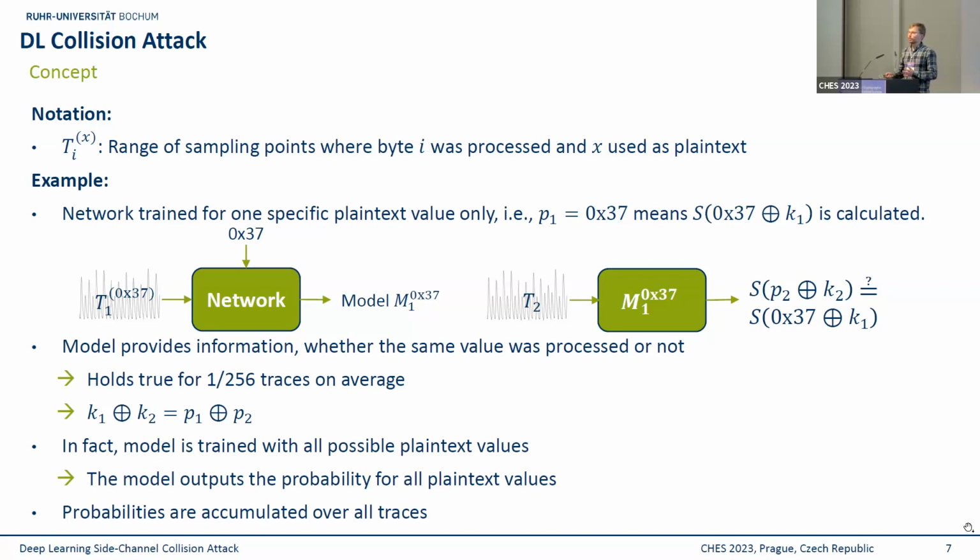Of course, we do not train our model only with one specific plaintext byte, but for all possible plaintext values, such that our model will output the probability for all plaintext values. So at the end, we will find the collision for every trace with the model telling us the colliding value. Usually a single prediction is not enough to recover the correct key difference, so we accumulate the probabilities over all the traces, for example, all the traces that were also used during the training phase.